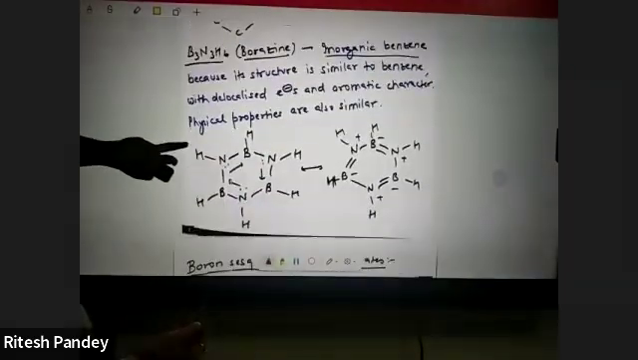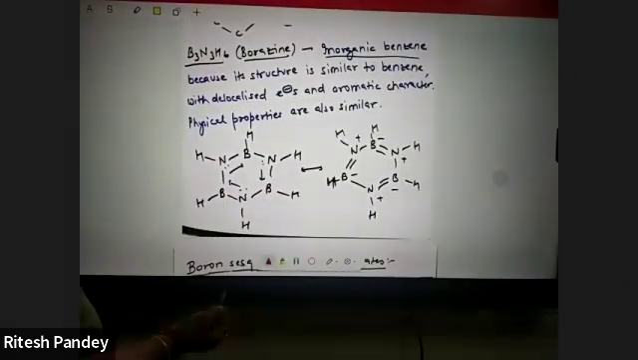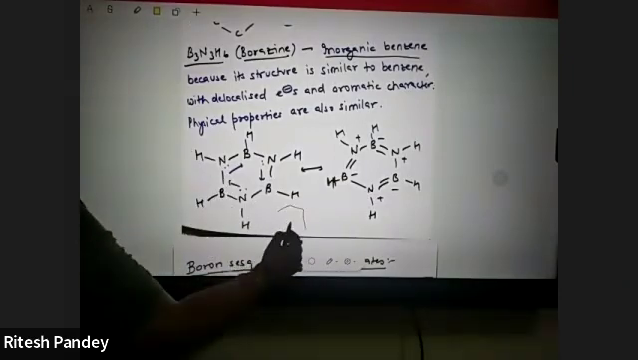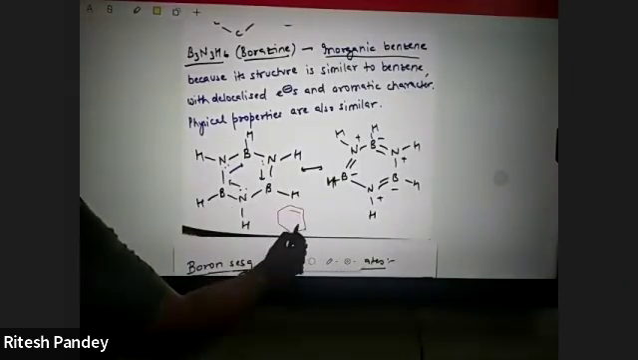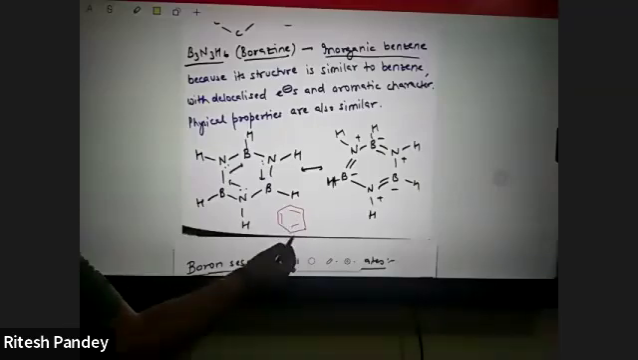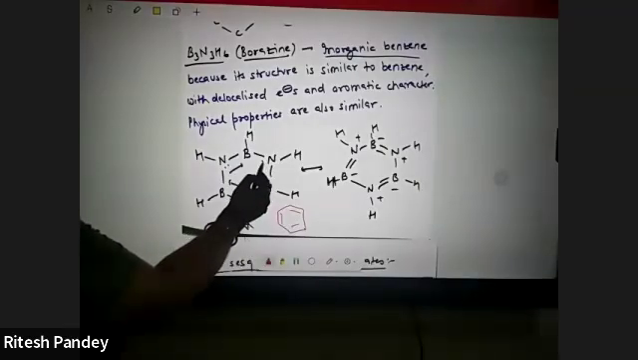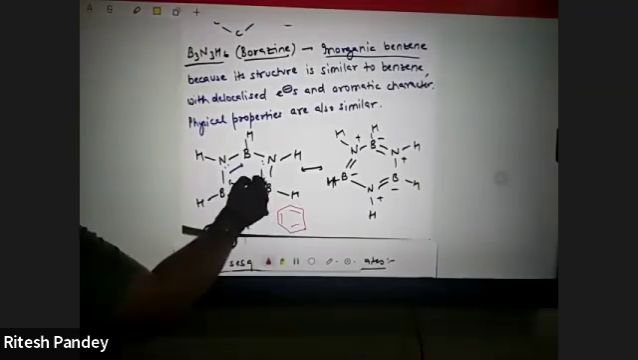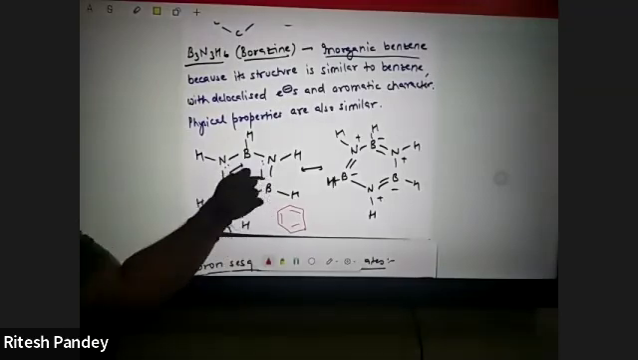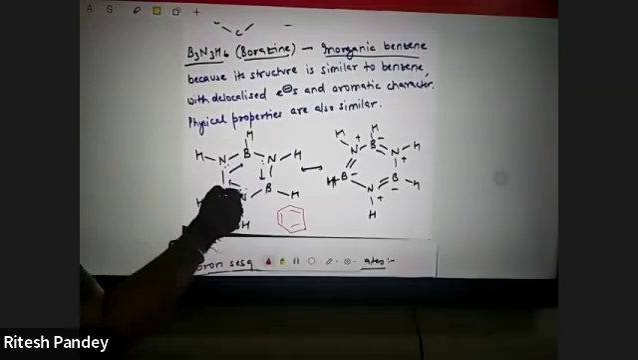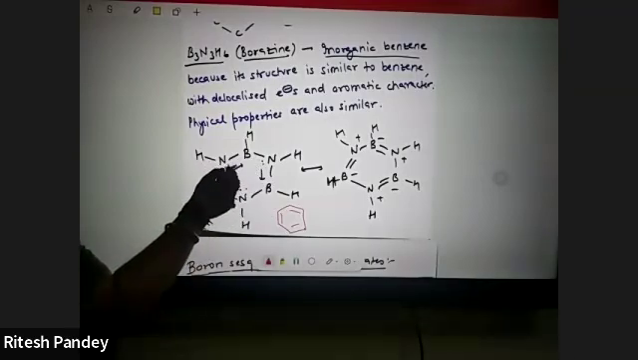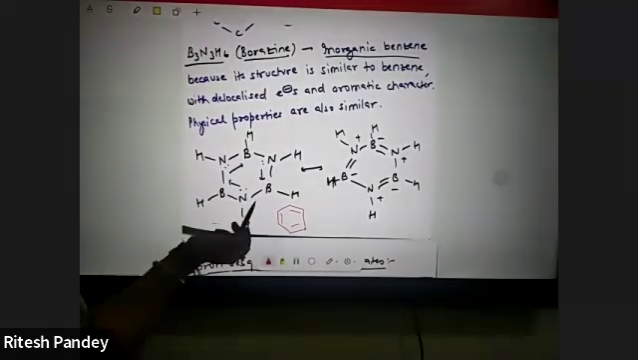Borazine, inorganic benzene, because very much like benzene, where you have an alternate arrangement of pi bonds, here I could say that this nitrogen has a lone pair and this boron is electron deficient. So yet again, I have tried to do some kind of analogy not only with the flat planar structure, and in the process, the nitrogen's lone pair is getting involved in this back bonding.